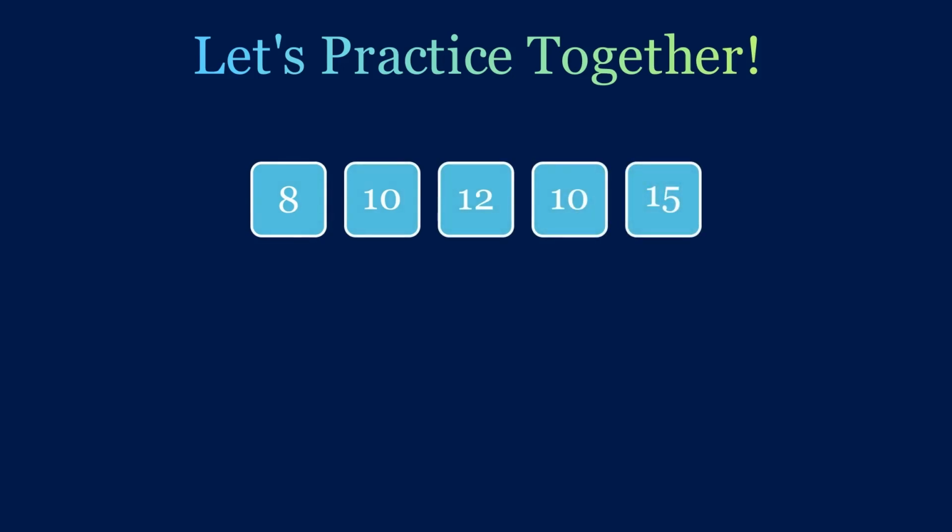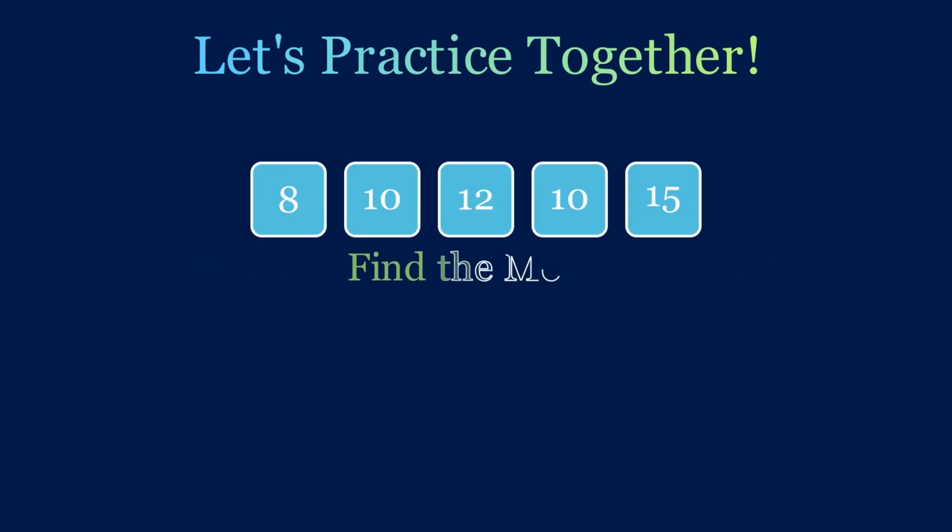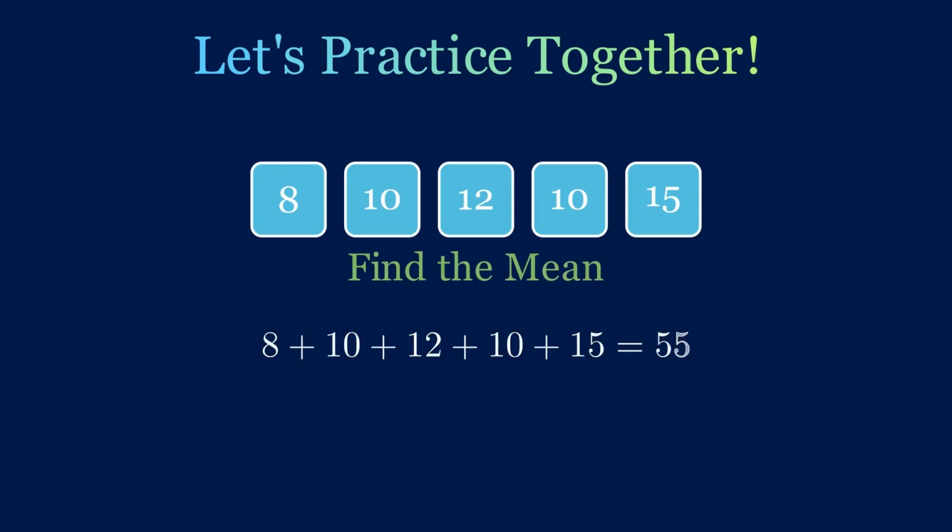Now let's practice everything we have learned. Look carefully at these numbers. 8, 10, 12, 10, and 15. We will find the mean, the median, and the mode. Let's start with the mean. To find the mean, add all the numbers together. 8 plus 10 plus 12 plus 10 plus 15 equals 55. There are 5 numbers altogether. 55 divided by 5 equals 11. Therefore, the mean is 11.